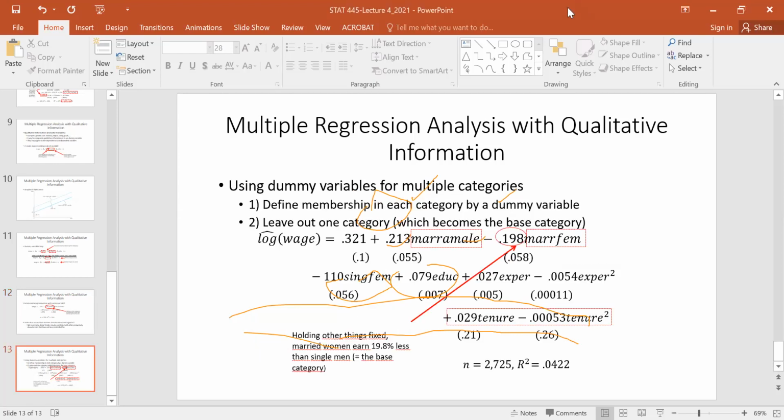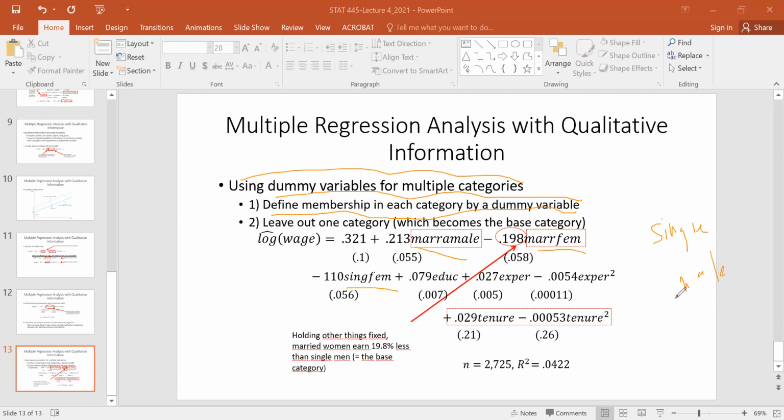Okay. Last example, and I'll bring this lecture video to a close. We are using dummy variables for multiple categories. Let's define membership in each category by a dummy variable, and you leave out one category, which becomes the base category. There are 4 kinds of people: married men, married female, single female, and single men. But we have to leave out one of them, the single men, and whatever we do, we compare it to the one we left out. You must leave one category out to avoid the dummy variable trap.